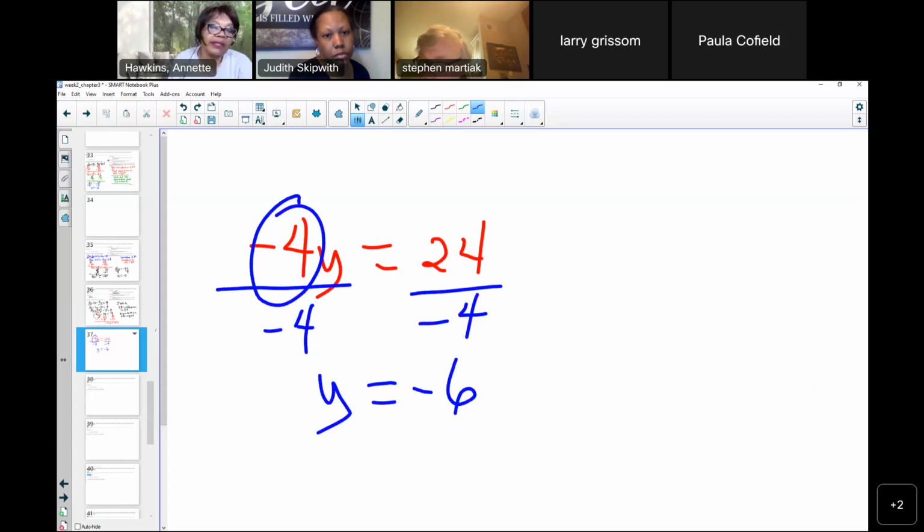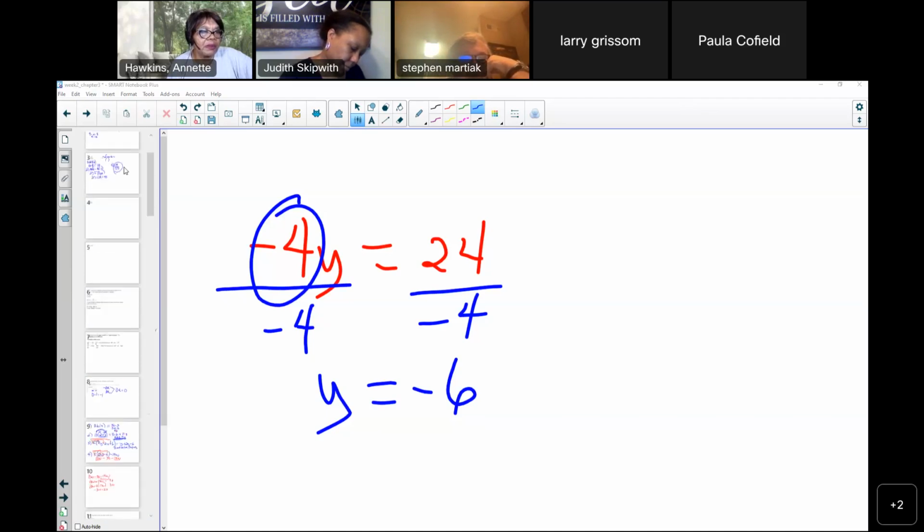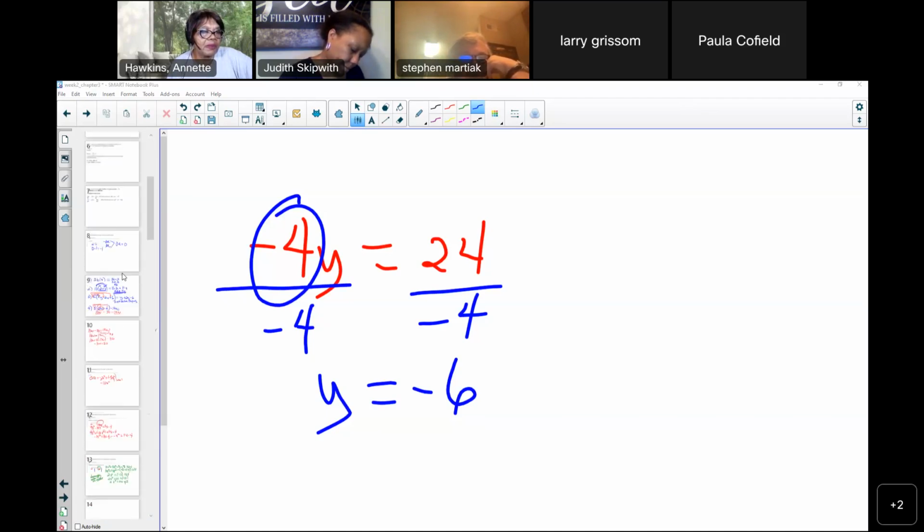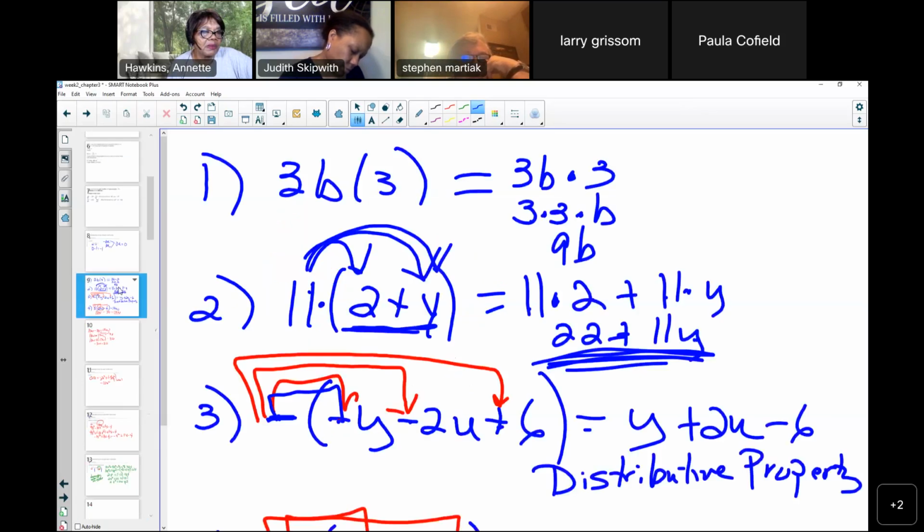Okay? Very good. Okay, so it is 9:01. Let me stop and see if there are any questions. We talked about terms, like terms. We talked about combining like terms. We talked about the distributive property. We use our distributive property.